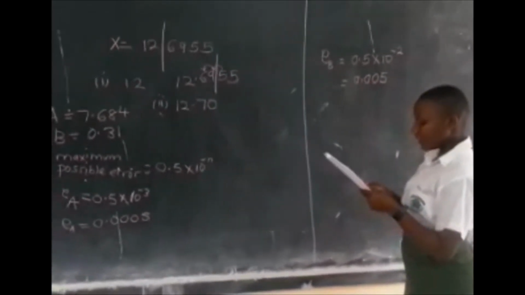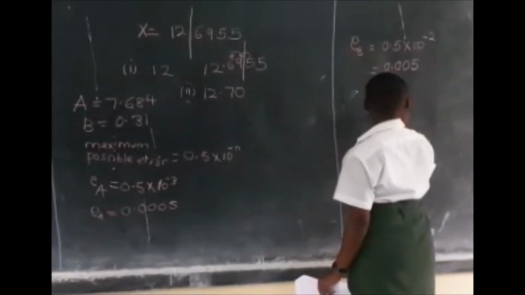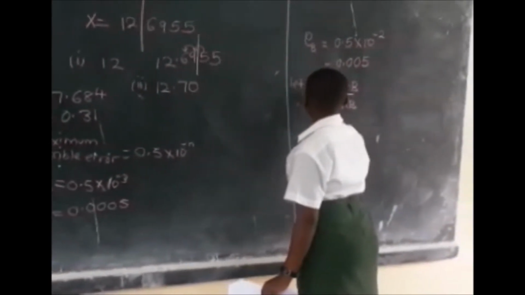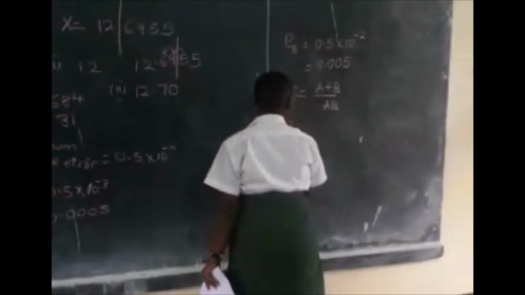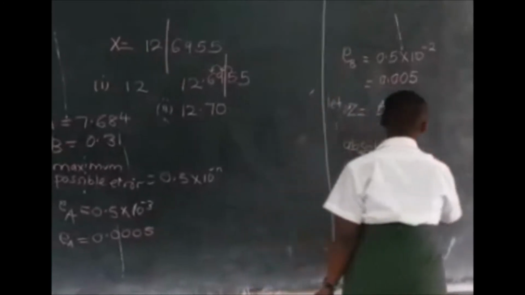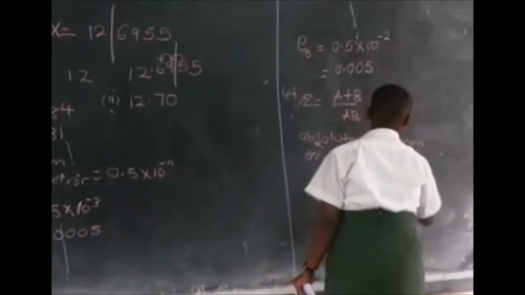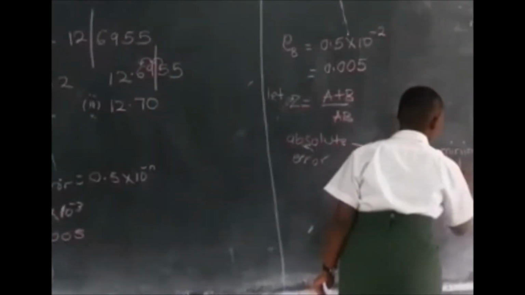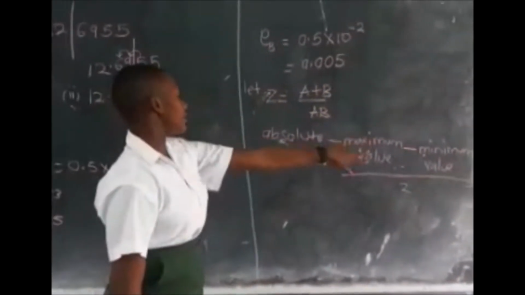Hence we are going to find the absolute error in the quotient A plus B out of AB. So I'm going to let this quotient be Z. So finding the absolute error, we're going to use this formula: absolute error is equal to maximum value minus minimum value, divided by 2.